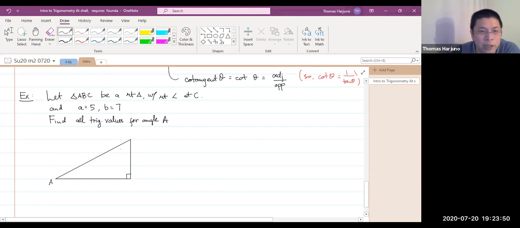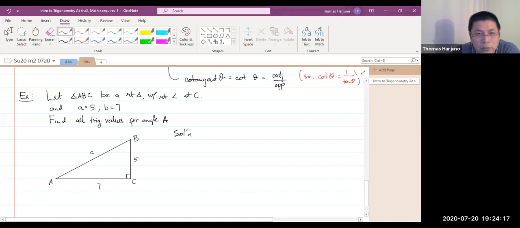Okay, so A, B, C. C is the right angle. Side A is 5. Now remember, side A is opposite of vertex A. So this is 5. Side B, that's the side opposite of vertex B, is 7. So let's find that C first. We want to find that C.